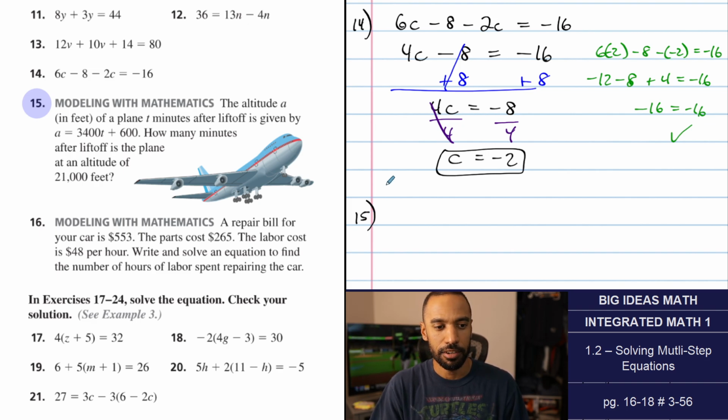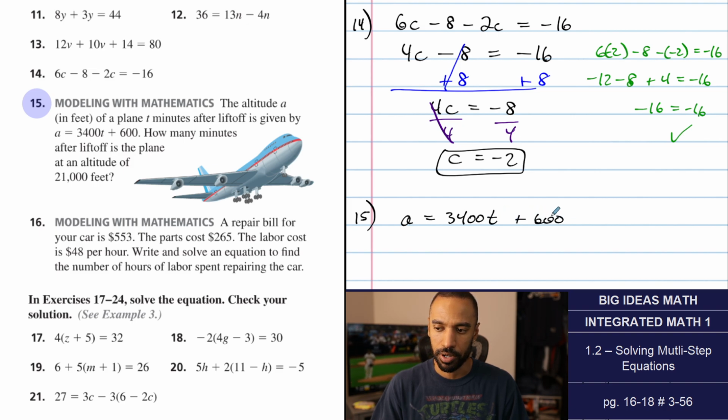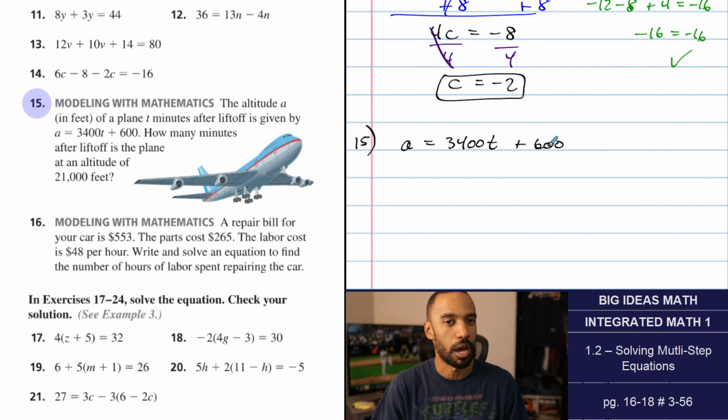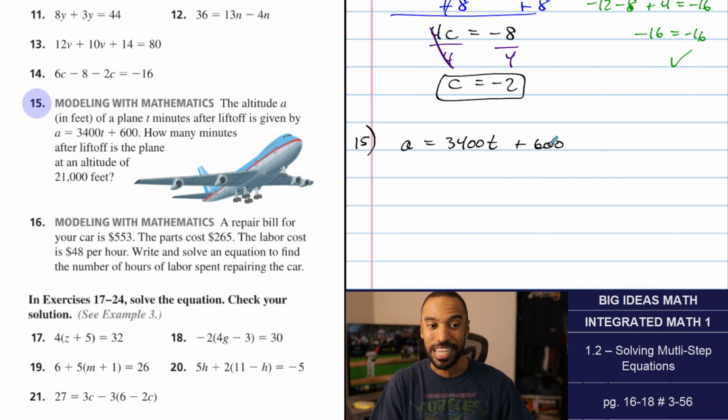The altitude A in feet of a plane, t minutes after liftoff, is given by A equals 3,400 t plus 600. Notice the t looks different from the plus. Try and do that for yourself as well. Not make it look like plus plus or tt. How many minutes after liftoff is the plane at an altitude of 21,000 feet?